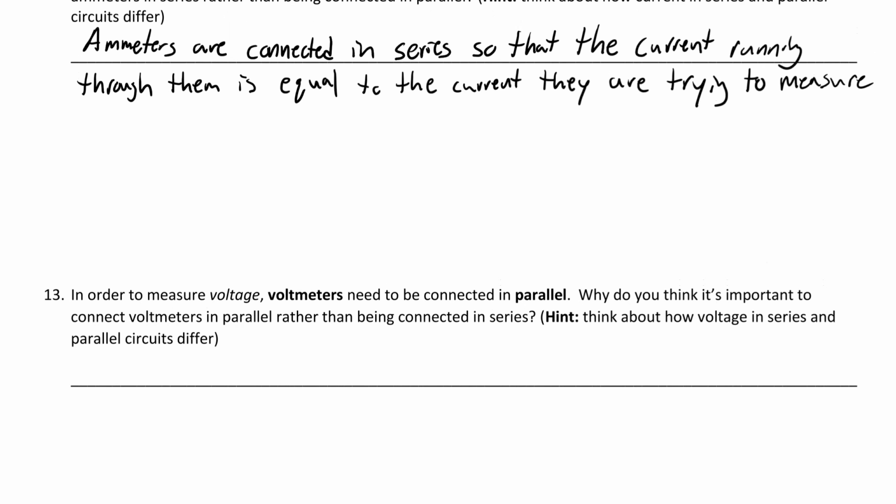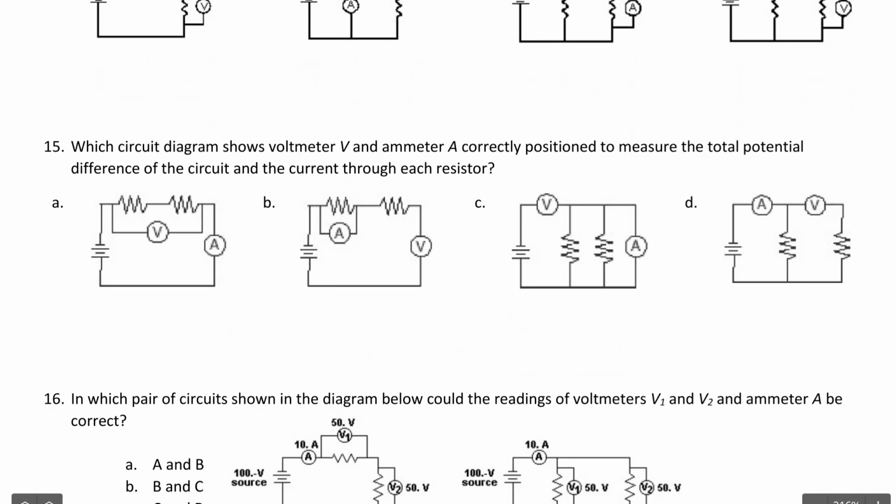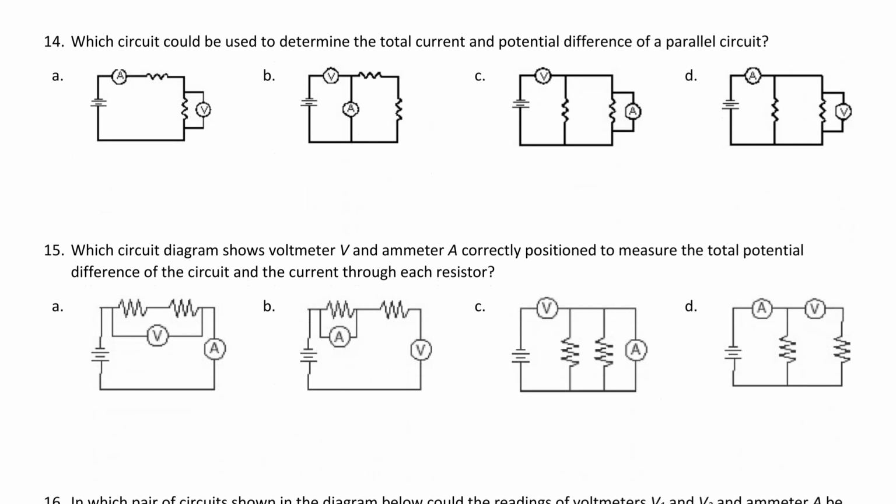Similarly, it says in order to measure voltage, voltmeters need to be connected in parallel. Why do you think it's important to connect voltmeters in parallel rather than in series? So we could say voltmeters are connected in parallel so that the potential difference across them is equal to the potential difference they are trying to measure. So that's the concepts with voltmeters and ammeters and how you would connect them to measure what you're trying to measure. So how would that look in multiple choice questions?